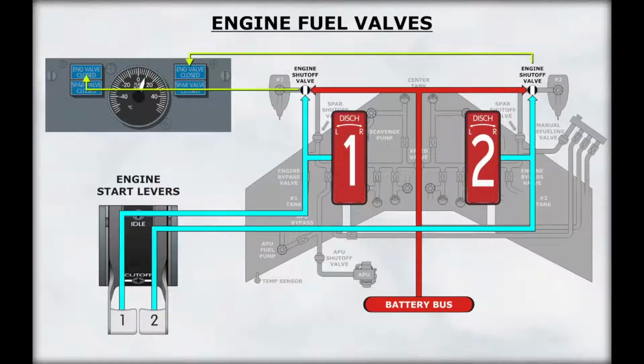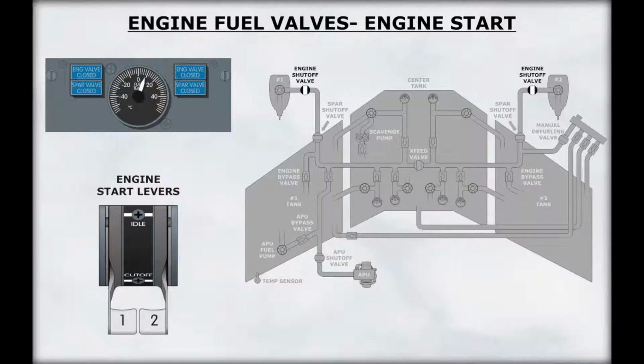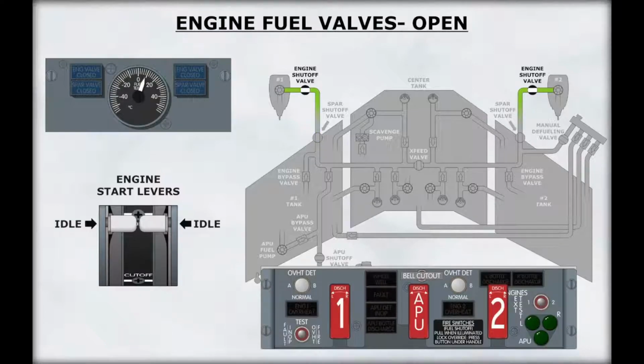The blue engine valve closed light indicates the position of the respective engine fuel valve. The engine fuel valve is powered by the battery bus and controlled by its respective start lever and engine fire switch. Since the start lever controls the valve, the engine valve closed light will illuminate brightly momentarily during an engine start and then extinguish. The engine valve closed light is extinguished when the fuel valve is open. The engine fuel valve is open when both the associated start lever is in idle and the associated fire handle is down. Fuel will flow into the engine in this configuration.